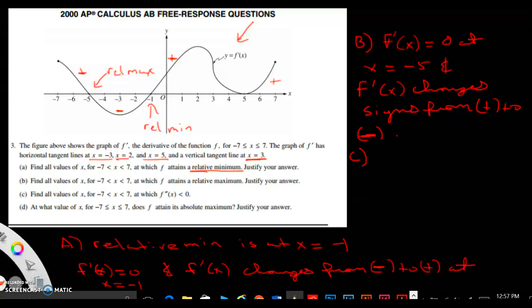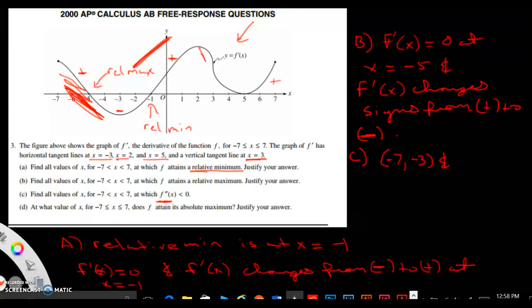Find all values of x between -7 and 7 for which f double prime of x is less than 0. So we're looking for where the slope is negative. It's negative on this whole area right here. So we would say from -7 to -3. We can't include the endpoints because it doesn't have that equal to. And where else is the slope negative? Not over here, not over here. This is positive f double prime.